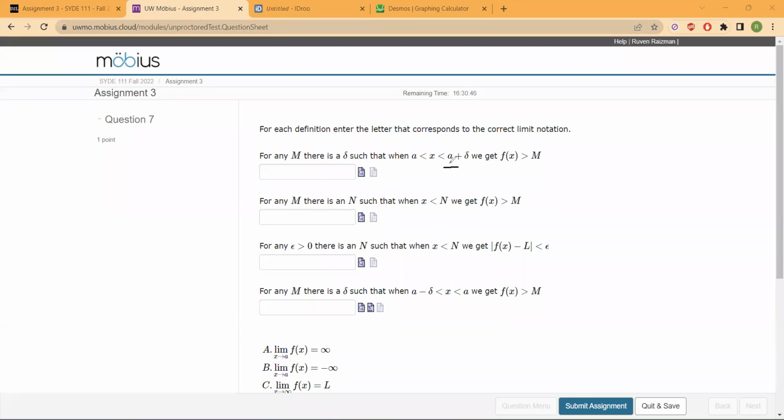This means that we're approaching from the right side, because usually if we have an a and a plus delta, we're approaching from the right side, and a minus delta, we're approaching from the left side. So we're approaching a from the right side, and f of x is greater than m. That means that for any arbitrary number m that I can think of, f of x will always be greater, and that means that f of x is going to infinity.